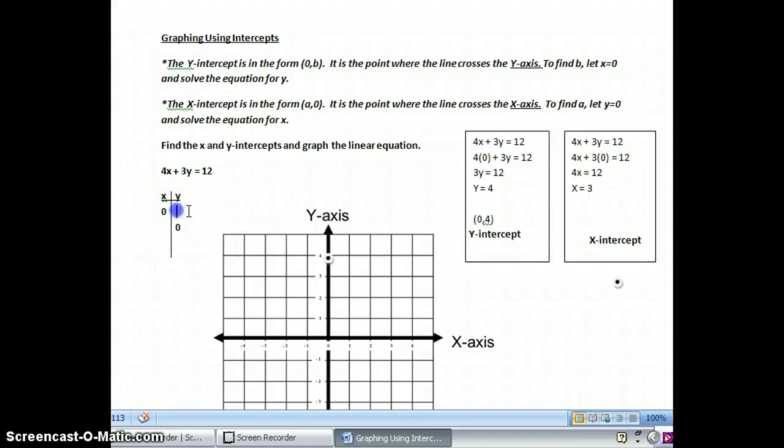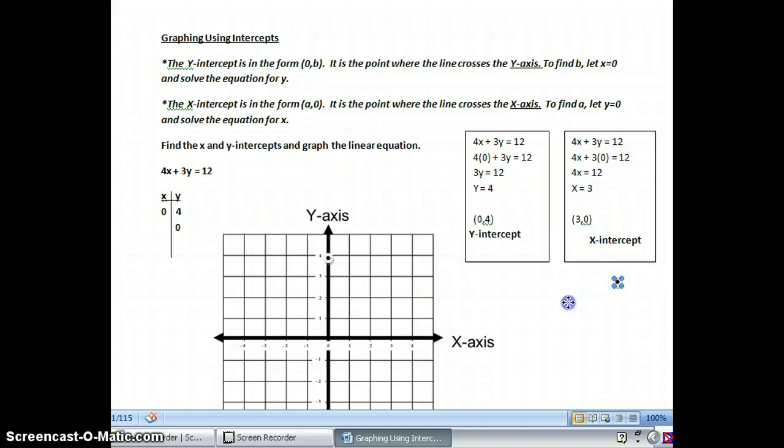Now I'll do the same type of thing for the x-intercept, but this time I'm going to plug 0 in for y because it makes things a little easier. 0 times 3 is 0, so I'm left with 4x equals 12 and x equals 3. So my x-intercept becomes (3, 0). And notice it's in the form (some number, 0).